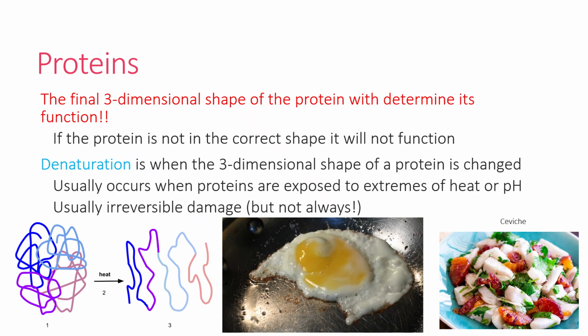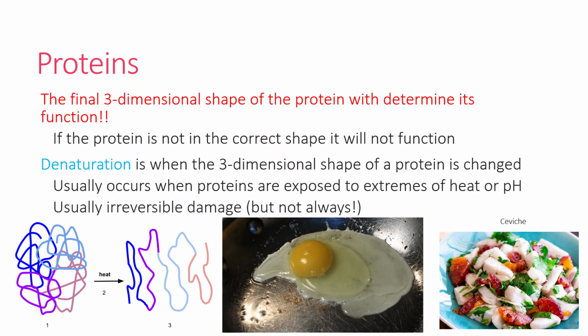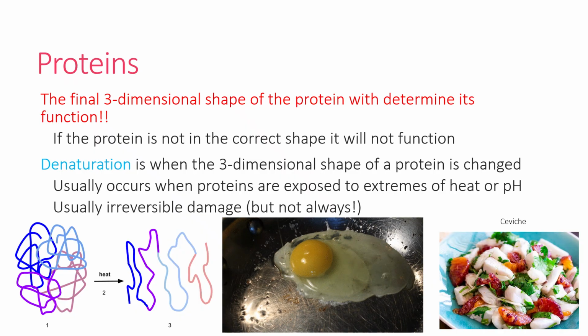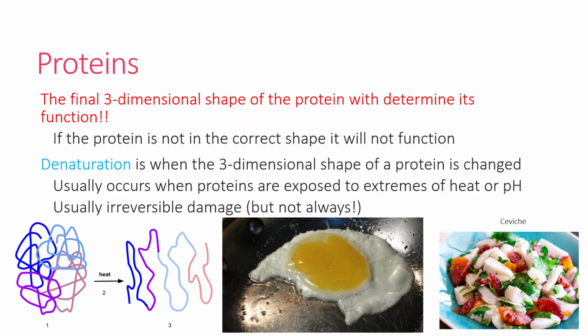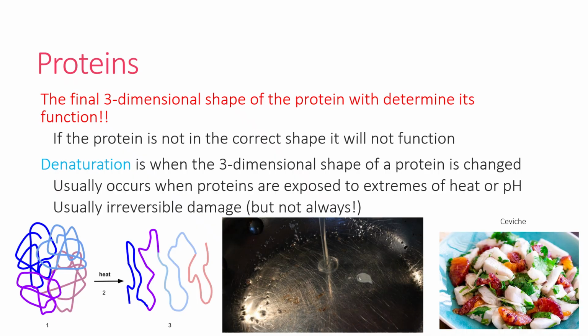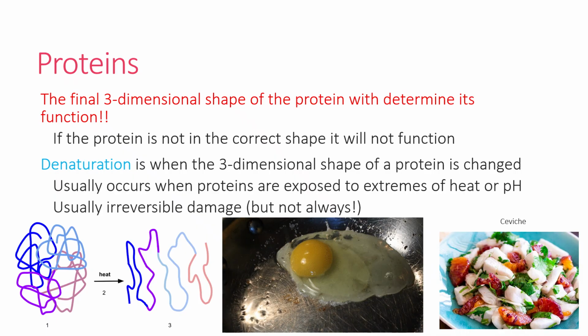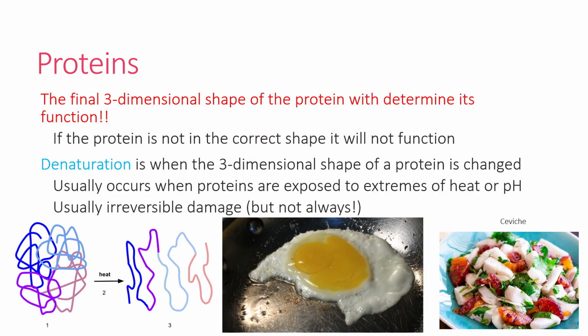Okay, now this will usually, depending on how bad the heat is or the pH change, lead to irreversible damage. Not always, but quite often. So if you've ever wondered why a high fever is so problematic, here you go. If our body temperature gets too high, our enzymes no longer function like they're supposed to. Our proteins no longer function like they're supposed to.